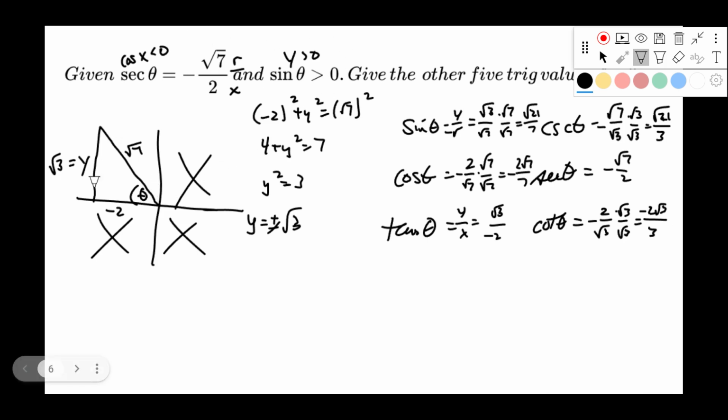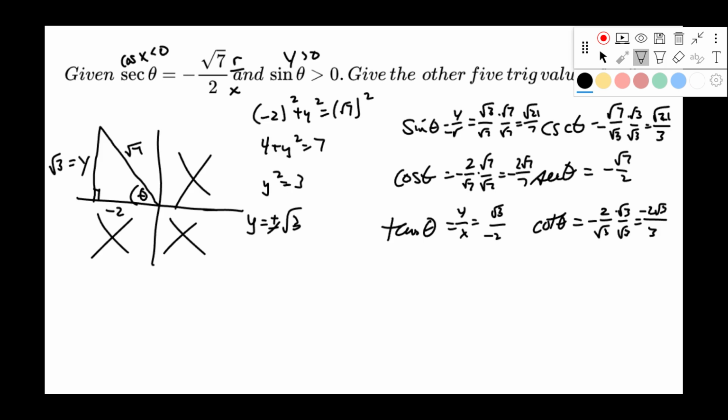Those are the 6 trig functions given this ratio and that information to help me figure out which quadrant to build my triangle in. So what you need to take from here is you need to know that those same definitions, sine is y over r, cosine's x over r, tan's y over x. You need to know if I give you a point to work with on the coordinate plane, you can build a triangle and use those definitions to find the 6 trig functions.